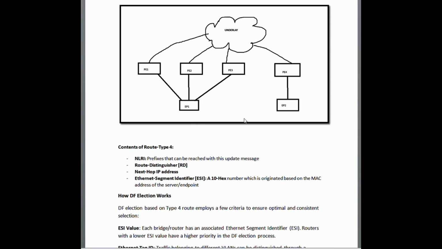And regarding the DF election part, as in which leaf switch becomes the designated forwarder and which switches become the non-designated forwarders, there is a mechanism that runs between the leaf switches which decides which switch will become the DF and which switches will become the NDF. It is done on a per VNI basis. It is quite a detailed process, but in short, it is based on the lower MAC address. I'm sorry, the lower IP address. So whichever leaf has the lower IP address will become the designated forwarder for that VNI.